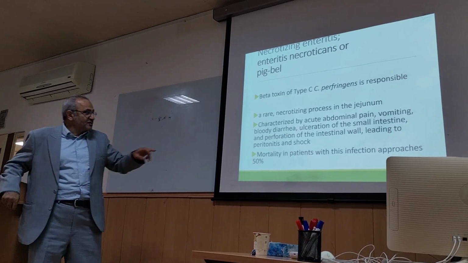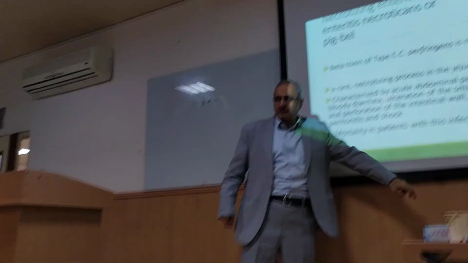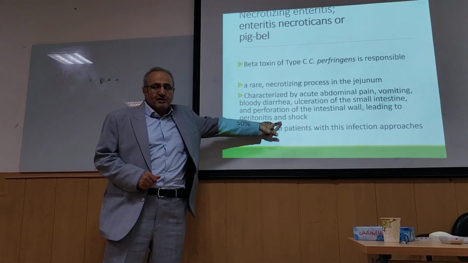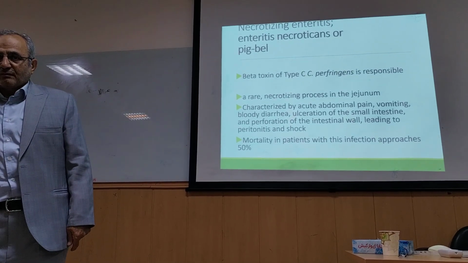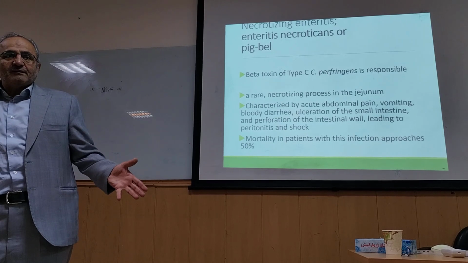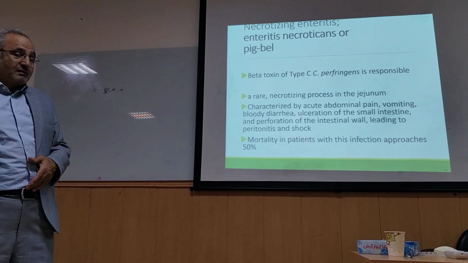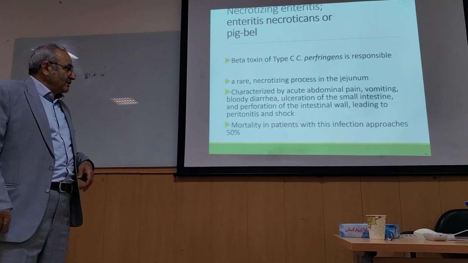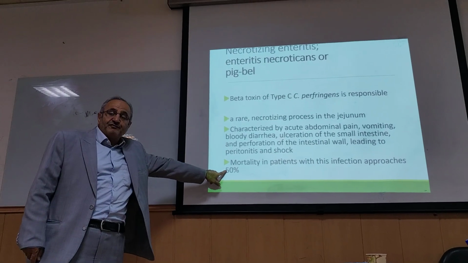Okay? And also, this one is very important. Perforation of the intestinal wall, as a result of necrosis of the intestine, and then it leads to peritonitis and shock. You know what is peritonitis? Inflammation of this as a result of infection. So it's the infection of the peritoneum and inflammation of it. And the mortality rate in such cases approaches 50%.